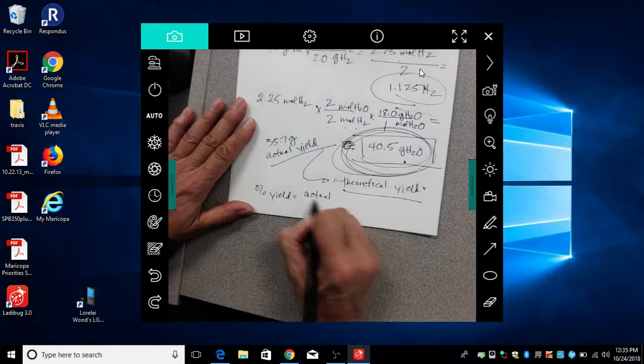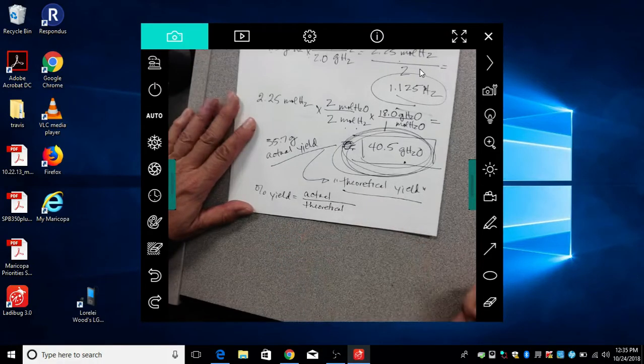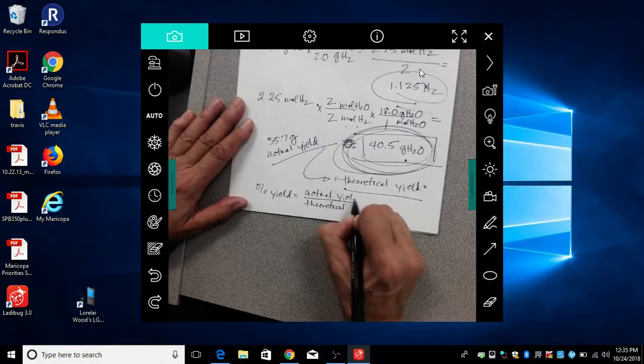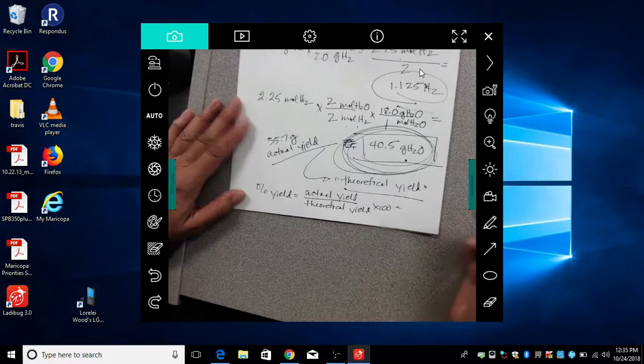There you go. See, you guys are so good with this stuff. You're thinking like scientists already, and I've only had you for about 8 weeks. All right? You're thinking like scientists already.